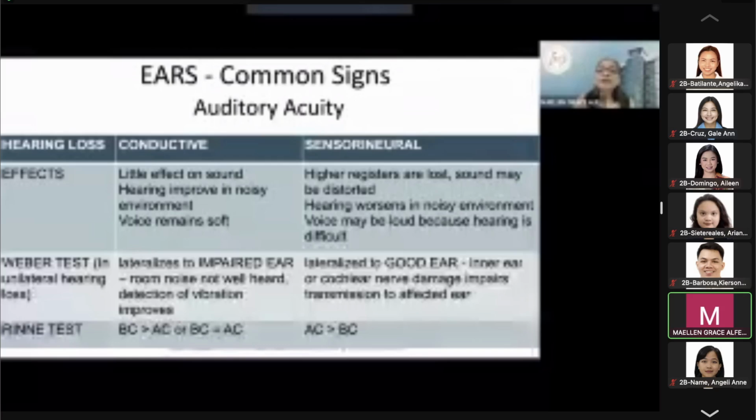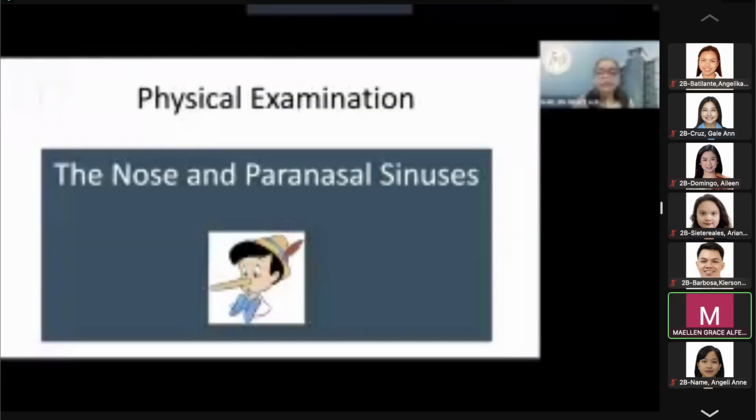How about the Rinne test? In sensorineural hearing loss, air conduction is better than bone conduction, because the unaffected or the good ear is the one that actually transmits the sound. However, in the Rinne test, bone conduction is better than air conduction, or just equal, in conductive hearing loss. All right.